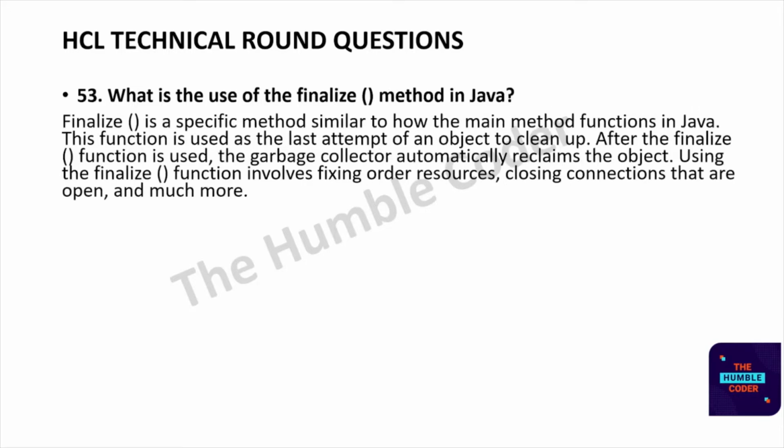What is the use of the finalize method in Java? Finalize is a specific method, similar to how the main method functions in Java. This function is used as the last attempt of an object to clean up. After the finalize function is used, the garbage collector automatically reclaims the object. Using the finalize function involves fixing orders, resources, closing connections that are open, and much more. So these are the uses of the finalize method provided in Java.